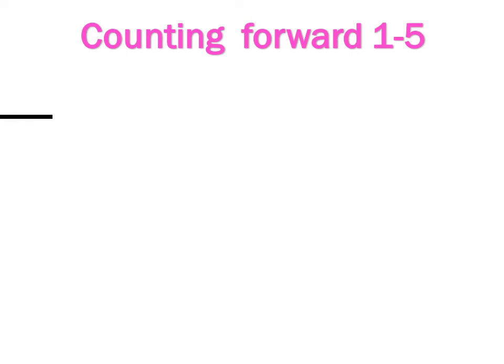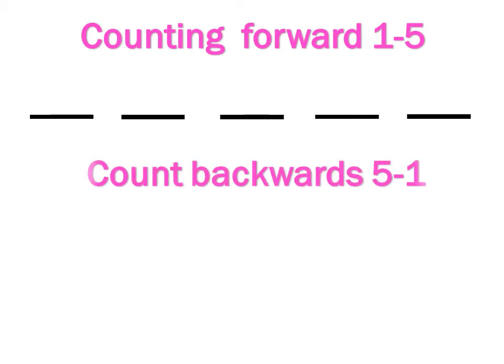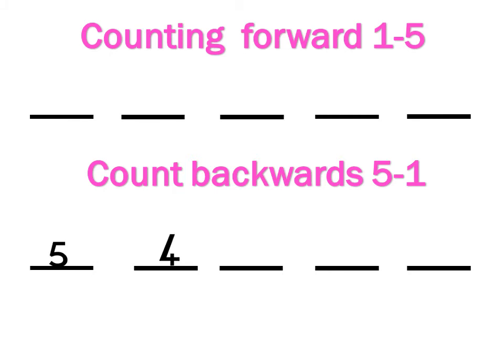Let's count forward from 1 to 5. Remember, counting forward goes from smallest to biggest. Let's start. 1, 2, 3, 4, 5. Very good. Let's count backwards from 5 to 1. Remember, backwards is from biggest to smallest. Let's start. 5, 4, 3, 2, 1.